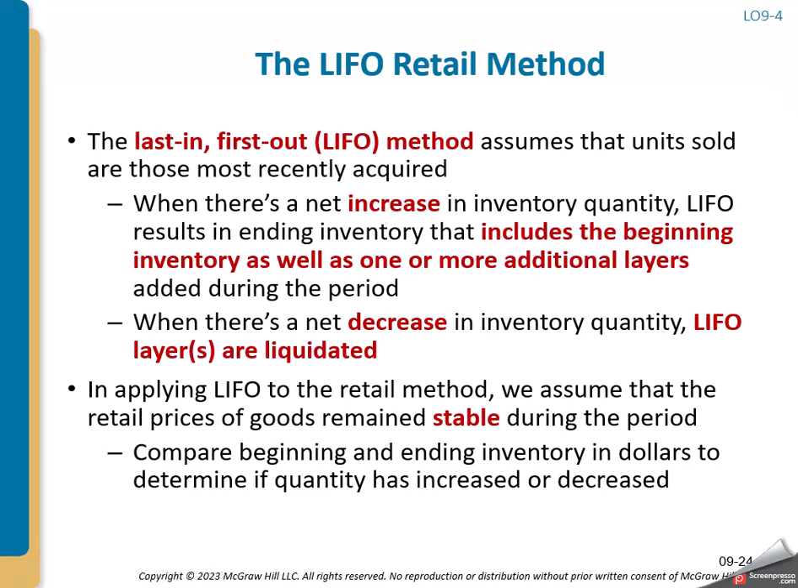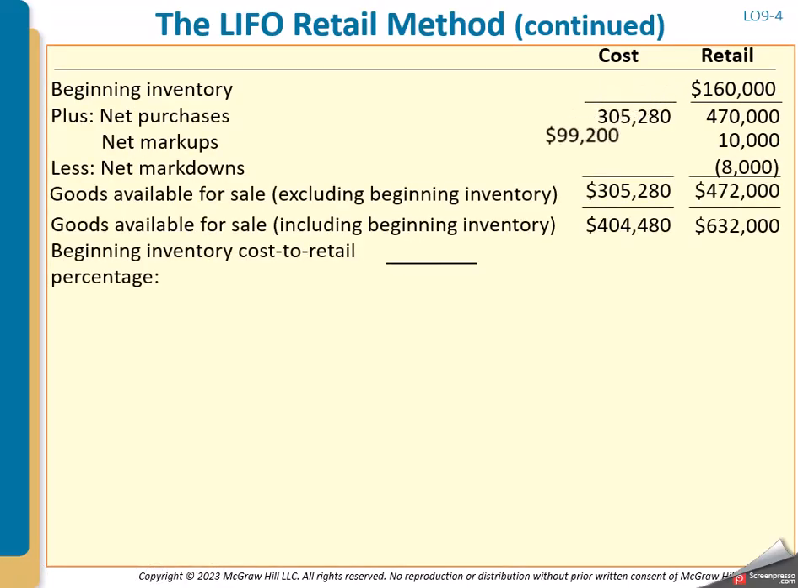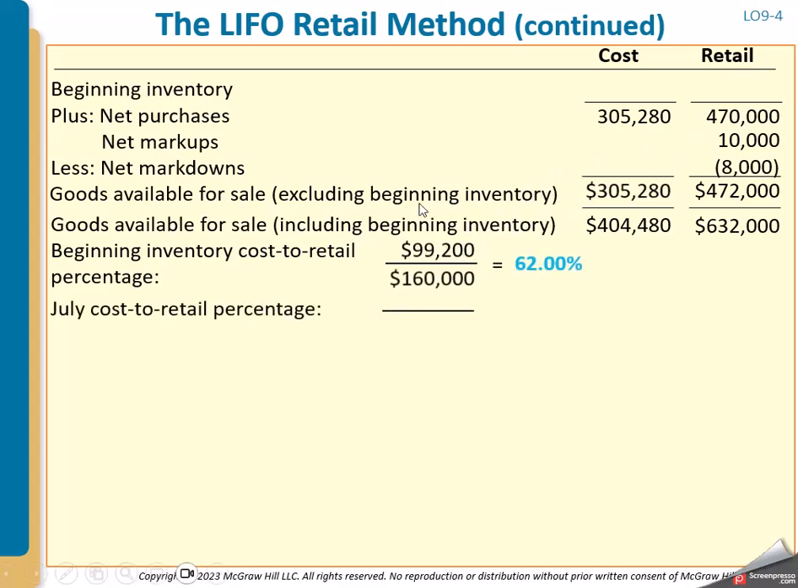Last in, first out method, because again, with our LIFO, we can build layers. So those layers that are built during that year may have different markups or rates associated with them. So here we've got, again, the same kind of information where we've got our beginning inventory at cost to retail, and that's a percentage. So this is our first layer. Then we realize, okay, we've increased that during the year. So then the new layer, what is that rate at?